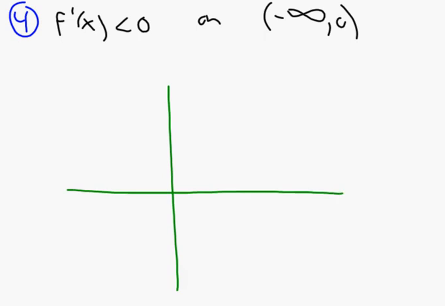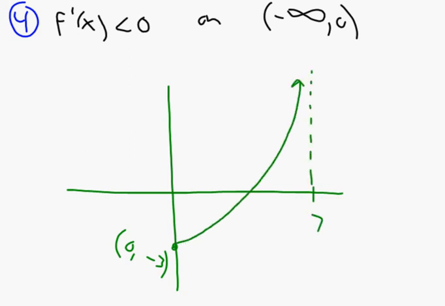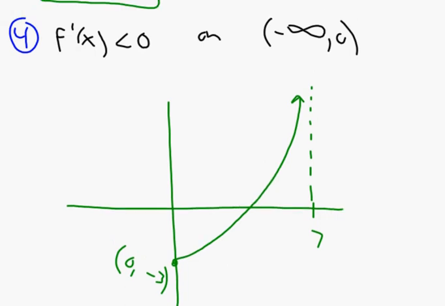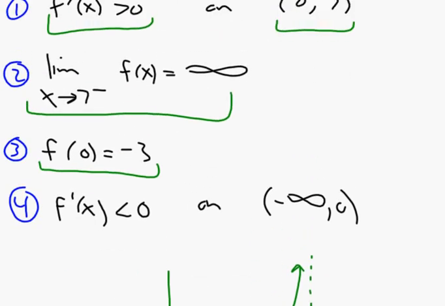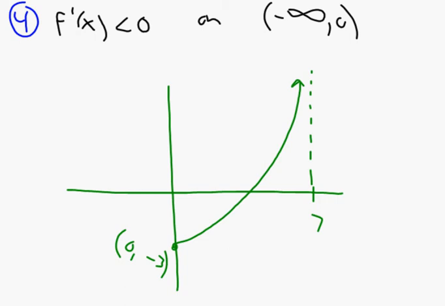Here's what our graph's got to do. It's got to start at 0, negative 3 on the y-axis. And by the time it gets to 7, it's got to increase up infinitely. So the first three facts are now taken care of. It's done. That's all you had to do. Okay? Actually, not quite. I should be careful. Well, no, it's actually all done. I was worried that this was a two-sided limit, but it's not. It only tells what happens on the left side of 7. So I don't have to worry about the right side of 7.